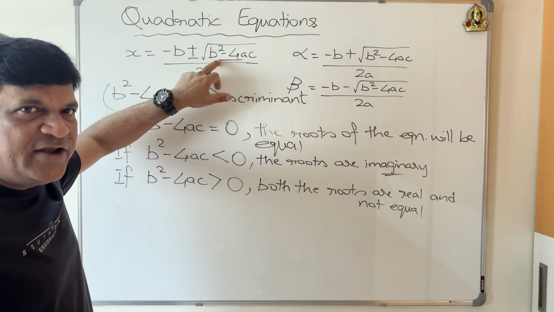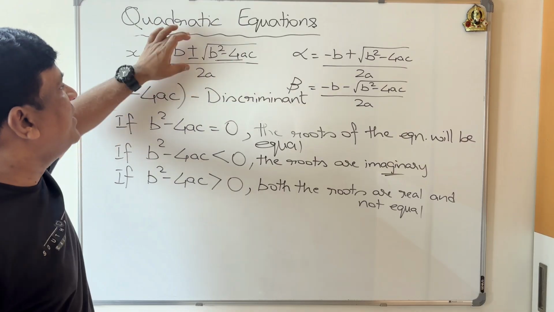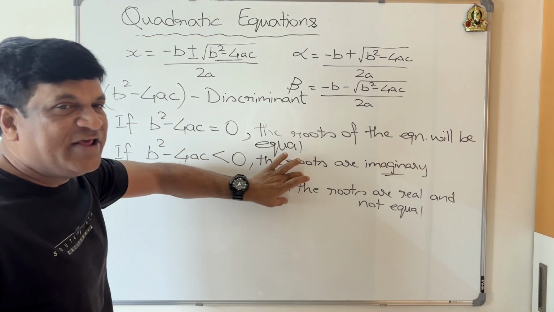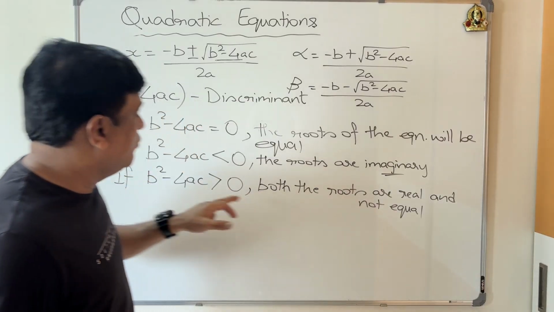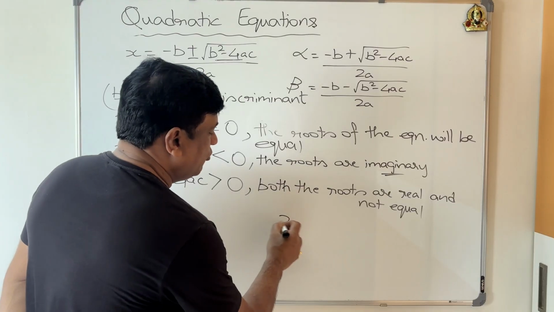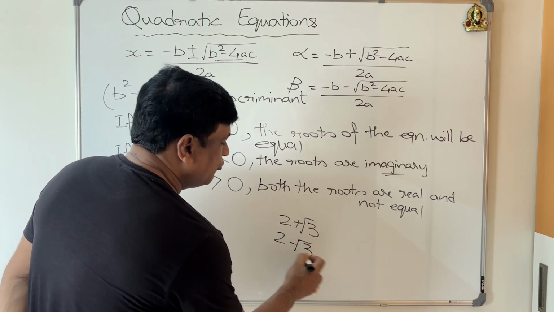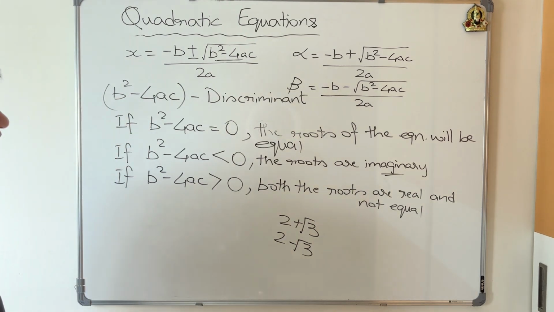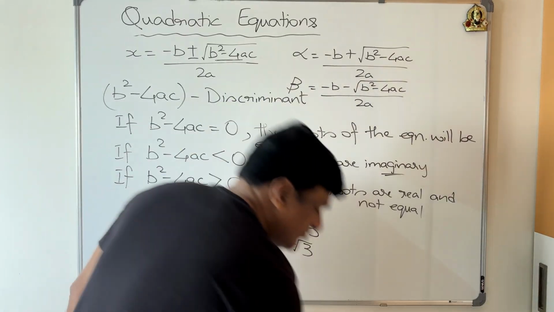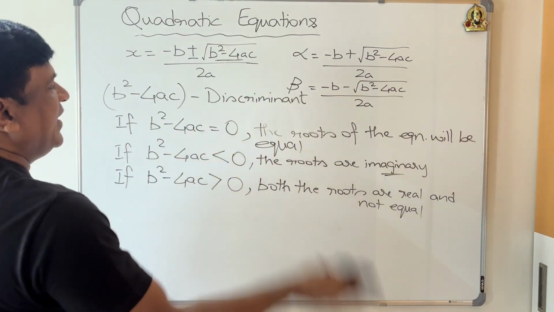Root 5 is an irrational number. So you'll get the root in the form of a surd. But it's still real. But they are not equal. Remember, they will not be equal. For example, if you have one root as 2 plus root 3, the other root will be definitely 2 minus root 3. In the world of irrational numbers, that's how it works. So remember this concept well so that it helps you to solve problems very easily.